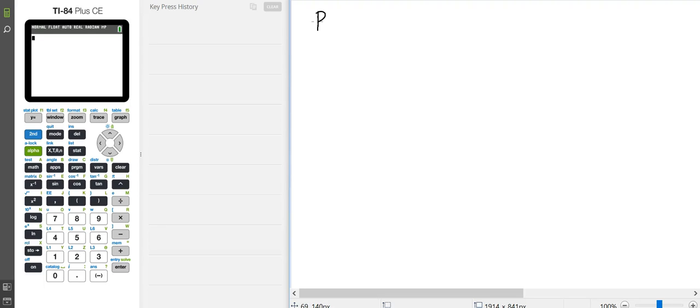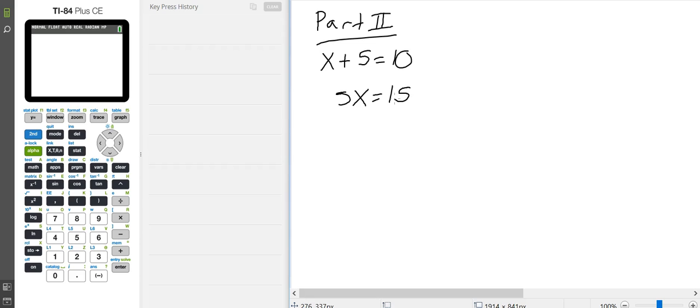This is Linear Equations Part 2. In Part 1, we discussed equations like x plus 5 is equal to 10, or 5x is equal to 15. All of these equations had either addition, multiplication, subtraction, division, or a fraction, but in Part 2, we're going to discuss equations such as 5x plus 1 is equal to 5. In this question, we have both addition and multiplication.